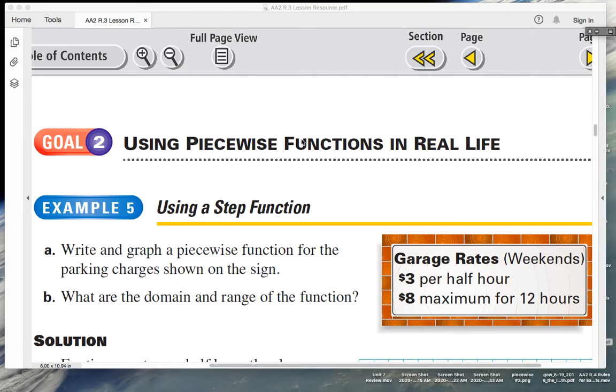I'm going to do a quick video here just showing how to do some real world piecewise functions. And then you're going to combine the two things from last class and this class together. So you're going to have to create a function given a real world scenario, and then graph that function for the real world scenario.